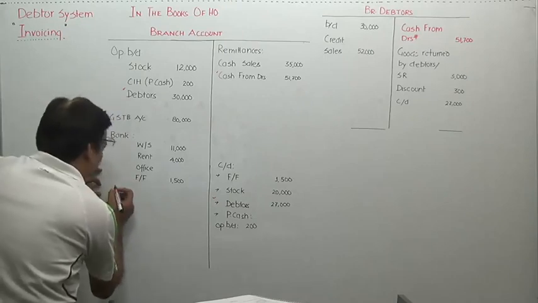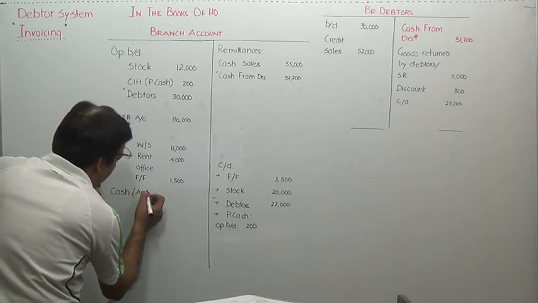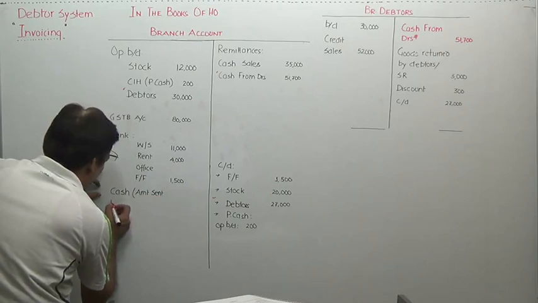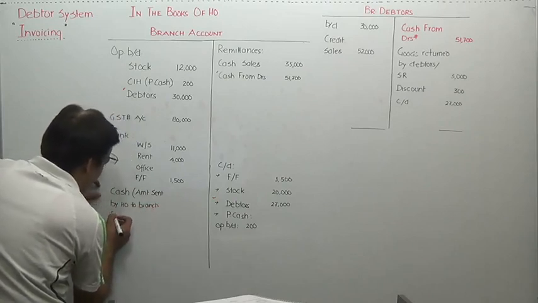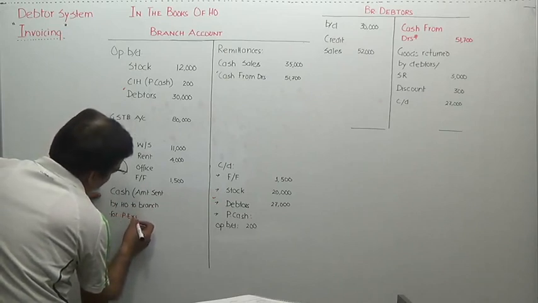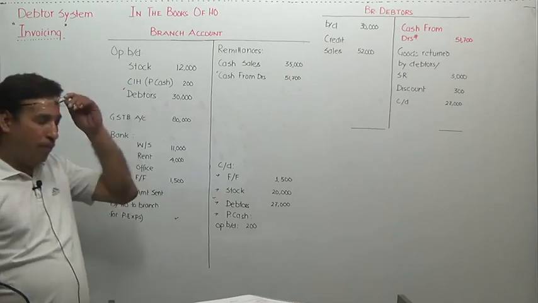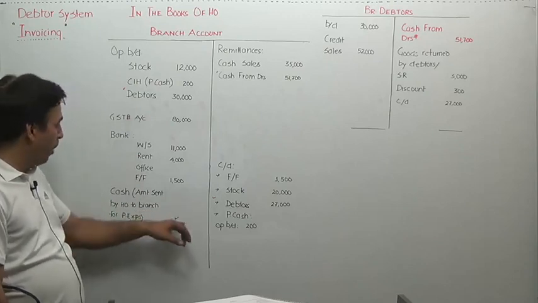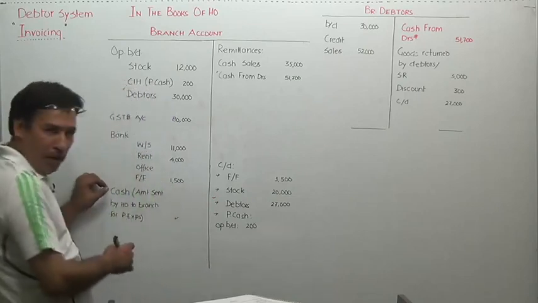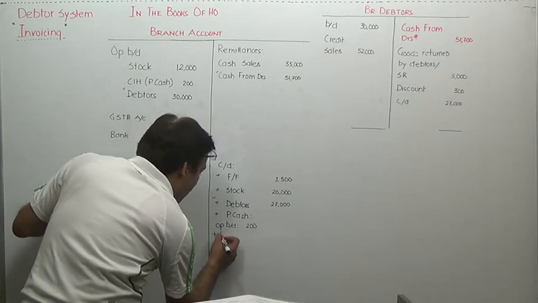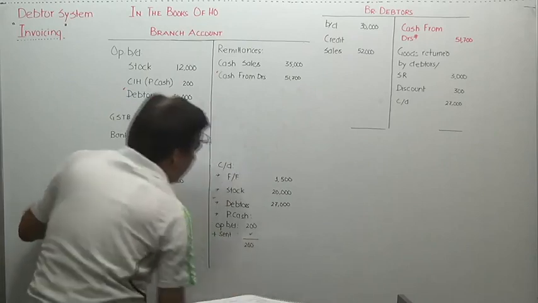For example, if in this question it would have been given this way round, amount sent by head office to branch for petty expenses, then I would have written it onto the debit side. Suppose it had been given that head office sent 4,000 worth of cash to branch to meet petty expenses, then I would have written it onto the debit side. Is it clear? Then I would have added this amount sent. Unfortunately, in this question, no amount has been sent. So it means balance with branch manager is still 200.